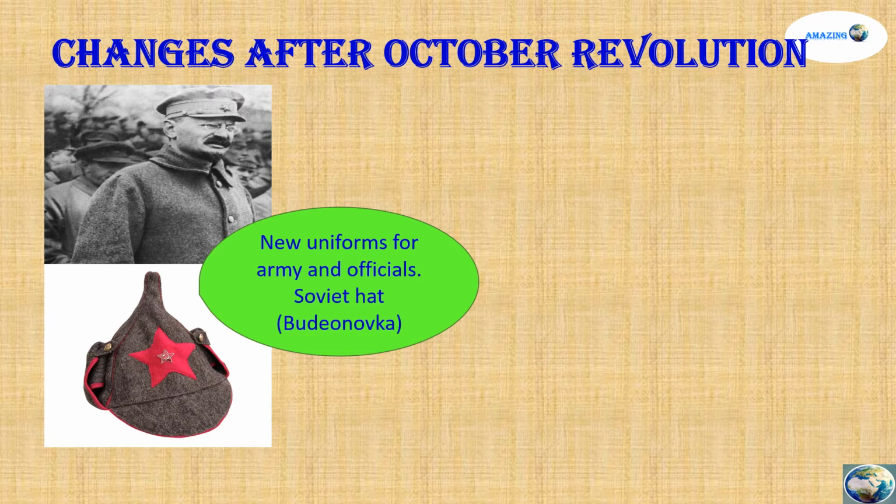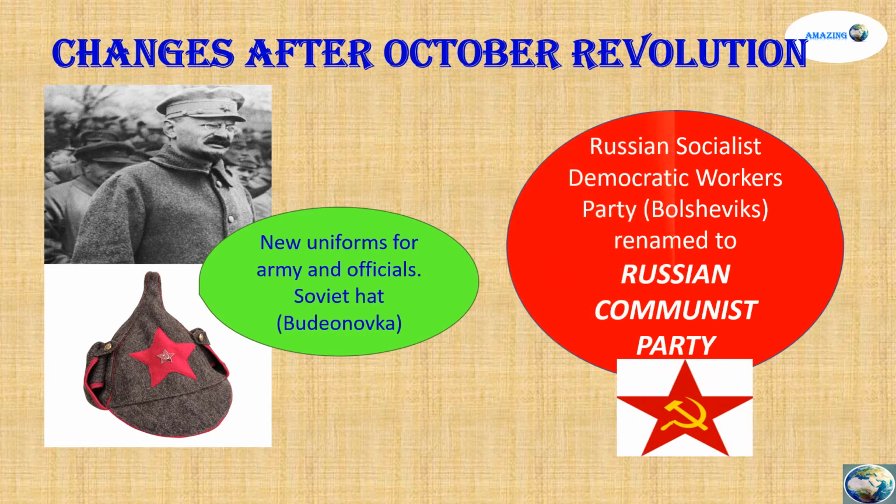Apart from that, Lenin had always demanded a change in the name of the Bolshevik Party from the Russian Socialist Democratic Workers' Party, and it was done after the October Revolution: it was renamed the Russian Communist Party.